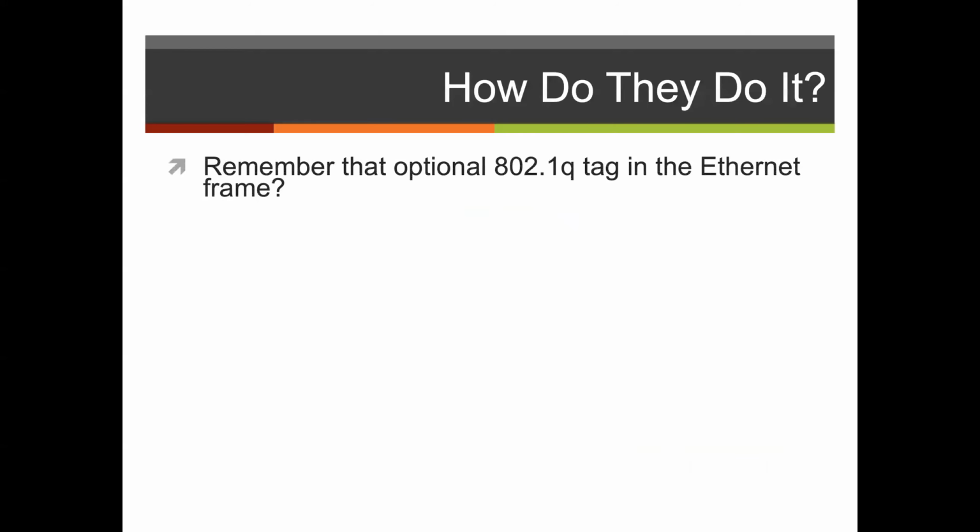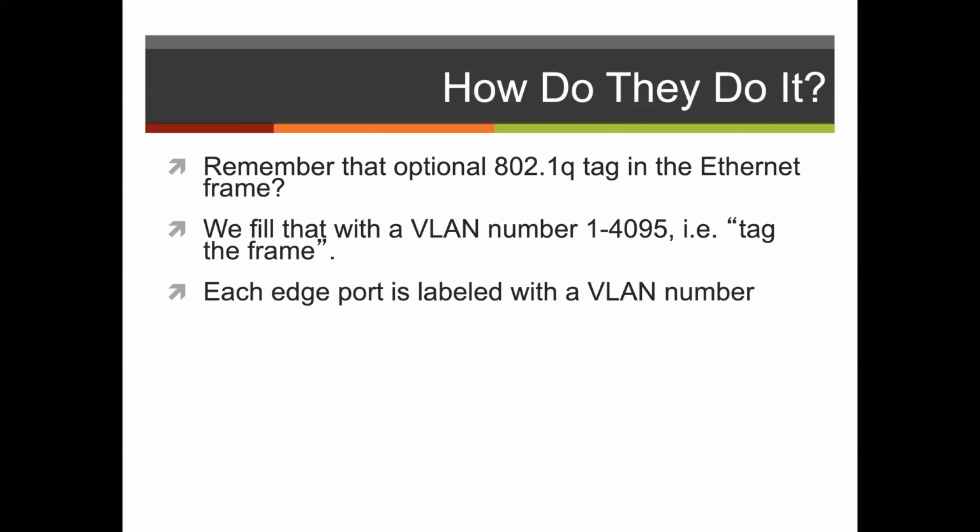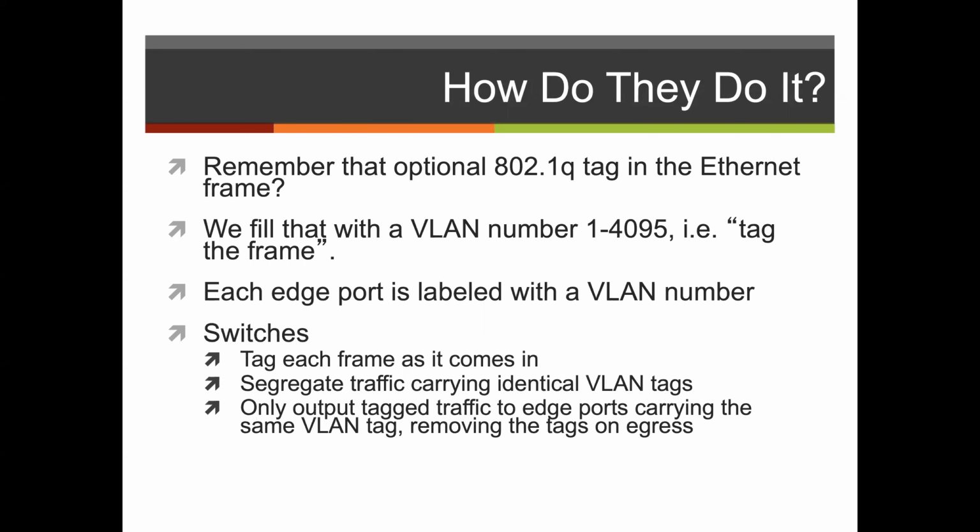And so let's explore how that is done. Well, if you remember, we have the 802.1Q tag in the Ethernet frame. We fill that with a VLAN number that can range from 1 to 4095. Essentially, we'll tag the frame. With each edge port, we label it with the VLAN number, and we include appropriate switches that tag each frame as it comes in. We segregate traffic carrying those identical VLAN tags, and we output the tagged traffic to edge ports carrying the same VLAN tag.